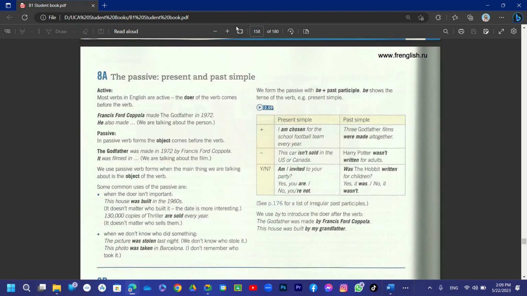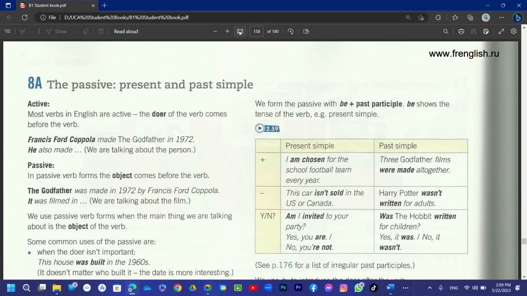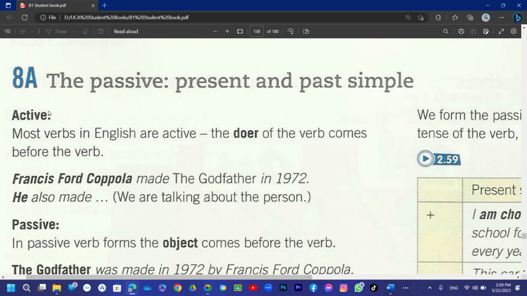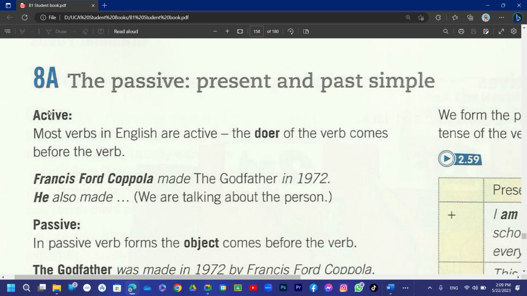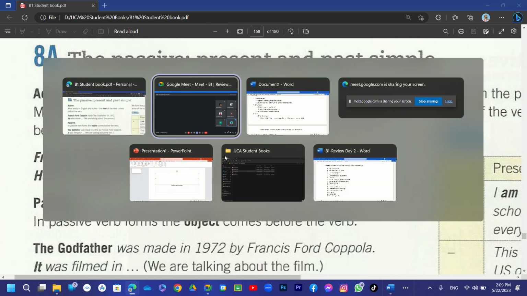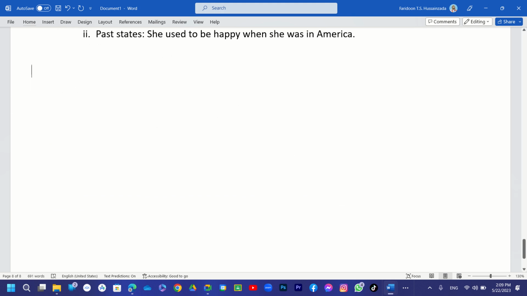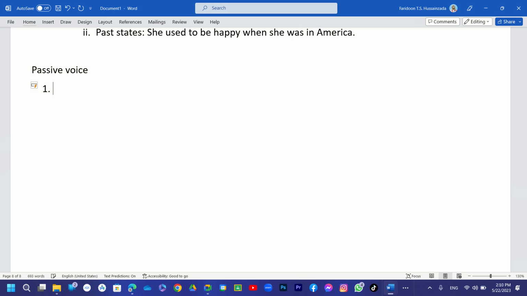Okay, let's go with Unit 8, guys. In Unit 8, it has the passive, and you have the passive of which tenses, the passive of present and past simple. Very, very easy. It even made it easier for us by saying that you have to use it only and only for two tenses, present and past.